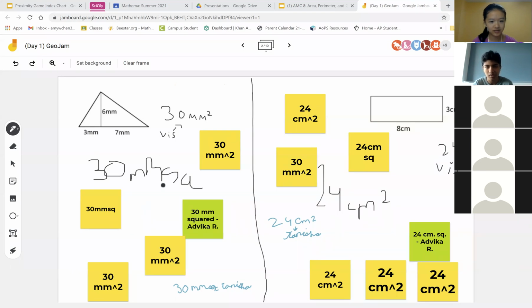Okay, cool. For the first question, it's very easy. You add up the bases, which would be 3 plus 7, which is 10, and then you multiply it by 6, and then you multiply that by 1/2, which would just be 30. Yep, it would be 30. Nice job. Okay, Tanisha, you want to do the second question? It would just be 8 times 3, which is 24. This was easy.